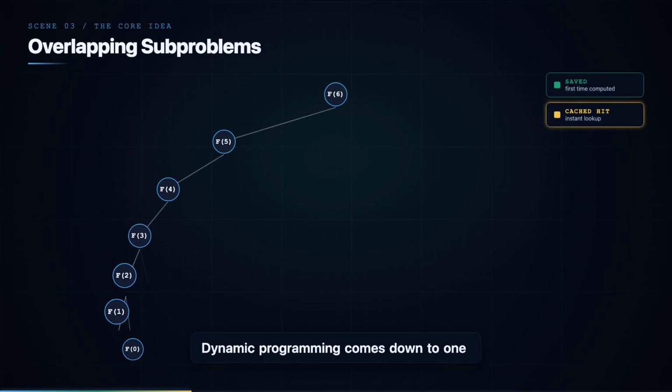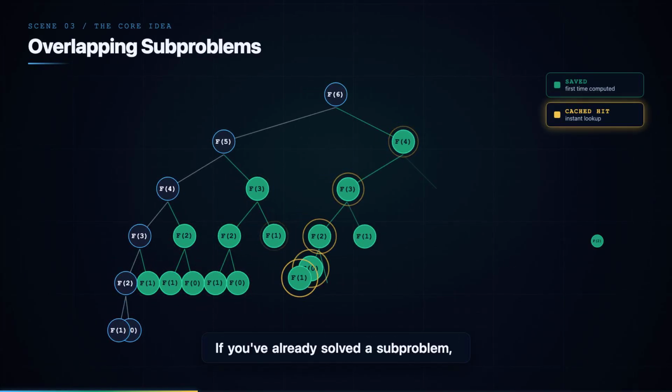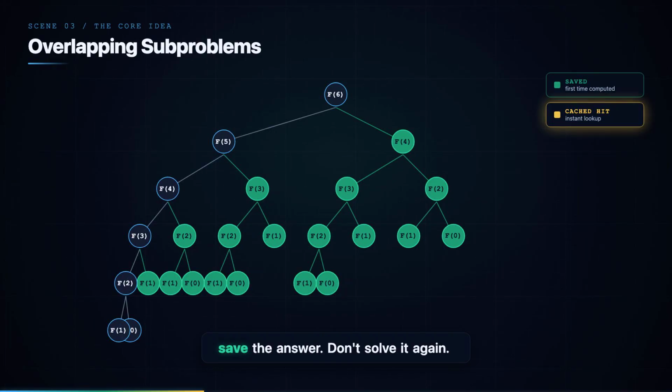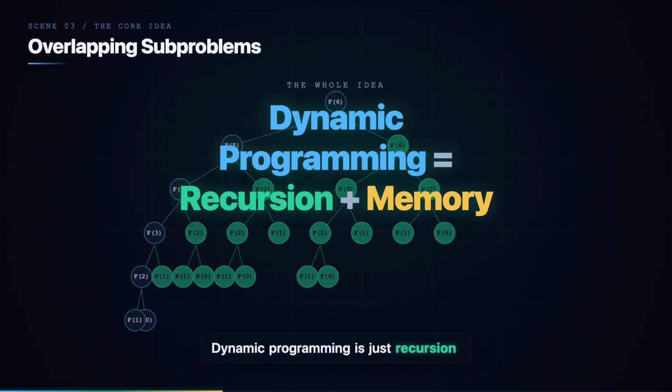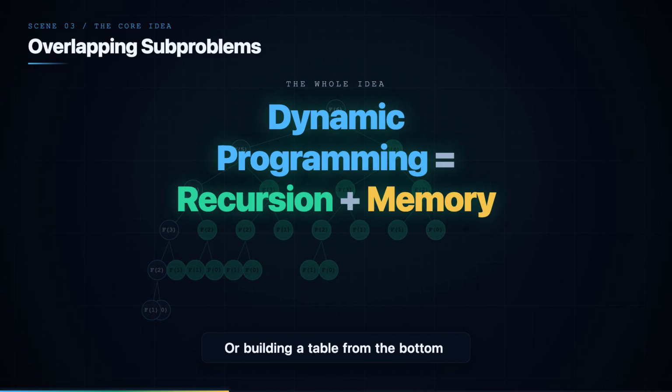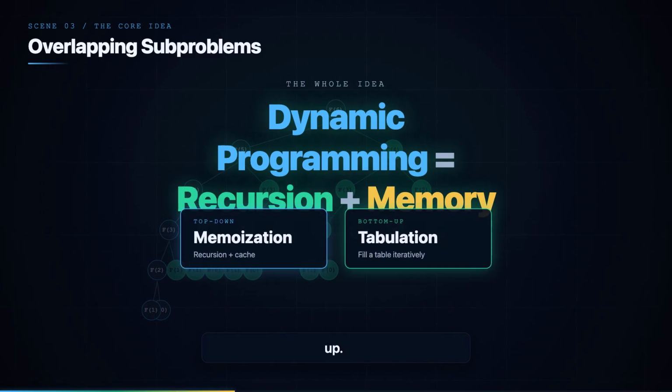Dynamic programming comes down to one insight. If you've already solved a subproblem, save the answer. Don't solve it again. That's it. That's the entire idea. Dynamic programming is just recursion with memory, or building a table from the bottom up. Two approaches, same idea. Let's see both.